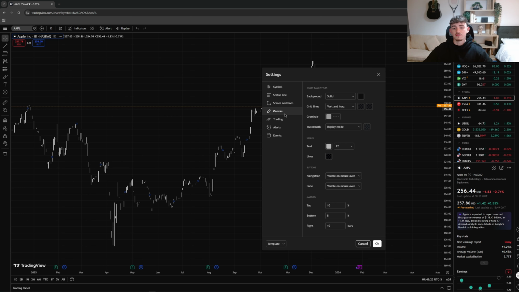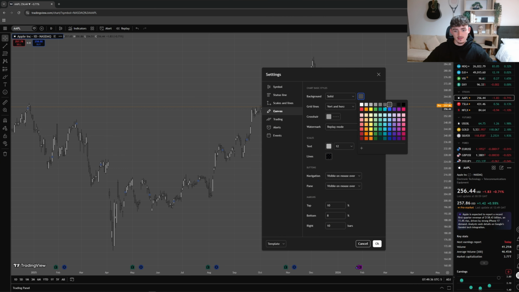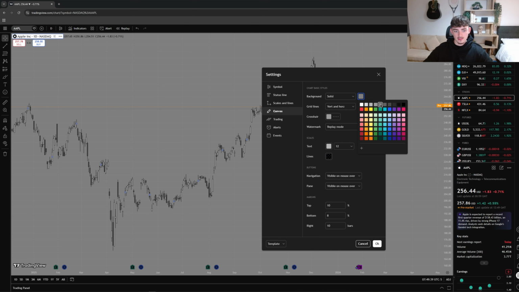Okay, and then we go to canvas. Now this is the back, like behind the chart. So all this space here is the canvas. So we want to have a solid background, or I do anyway. And I want to have this as a light gray. So for example, like this, okay?